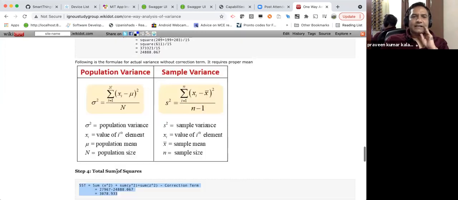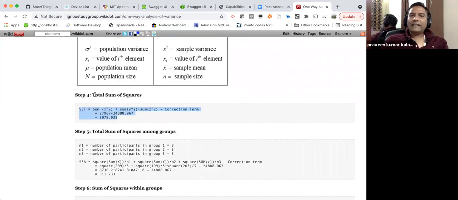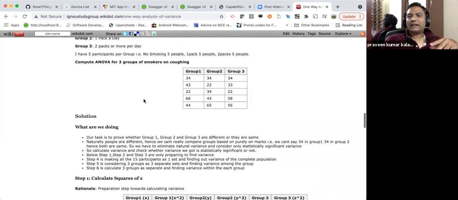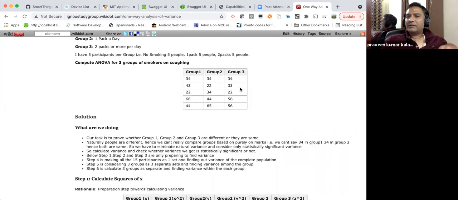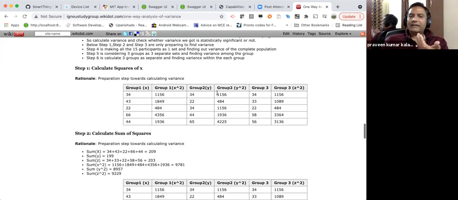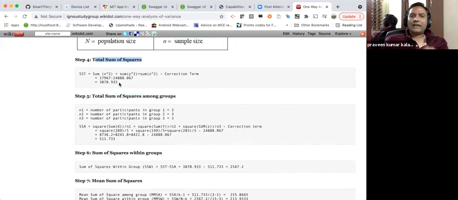The first thing that you do is find the variance of the entire set. So what do you mean by variance of the entire set? You have three groups, but cumulatively how many individuals do you have? You have 15 individuals, right? So finding out variance for all the 15 is not very difficult, right? I can just lay them down as if they are one group and find the variance.